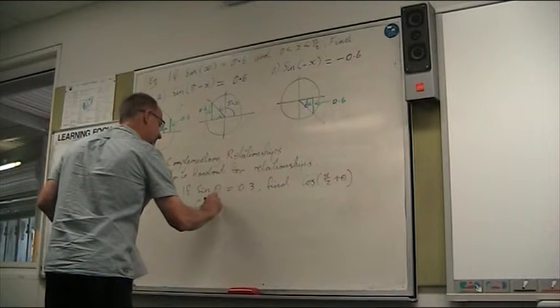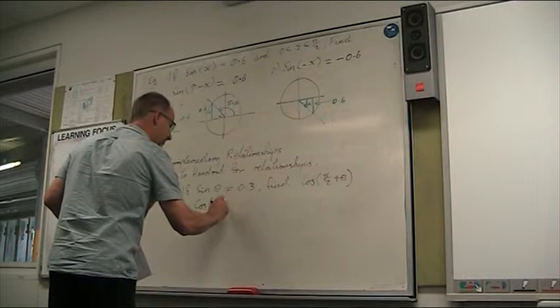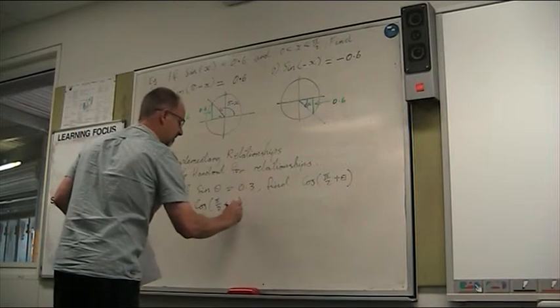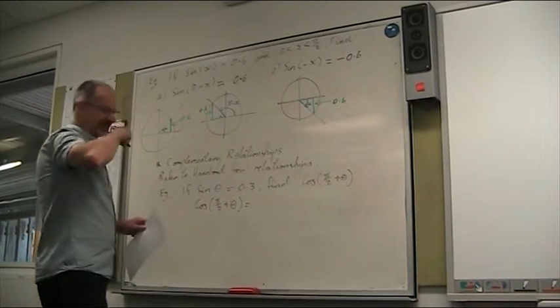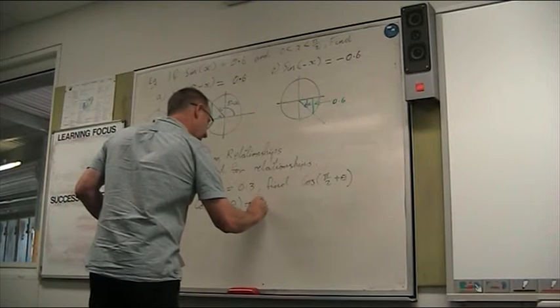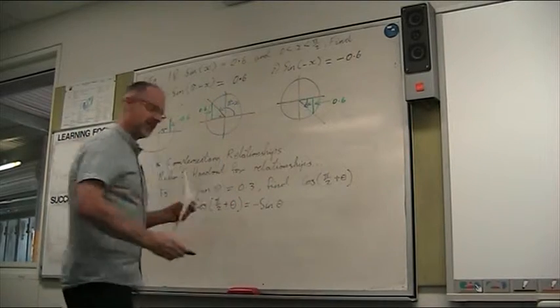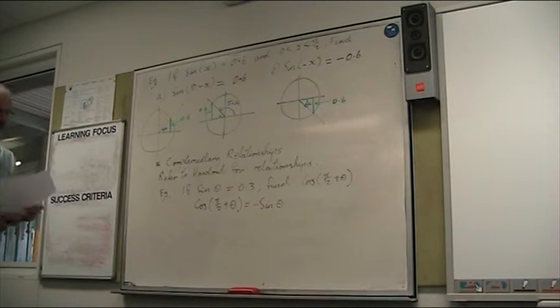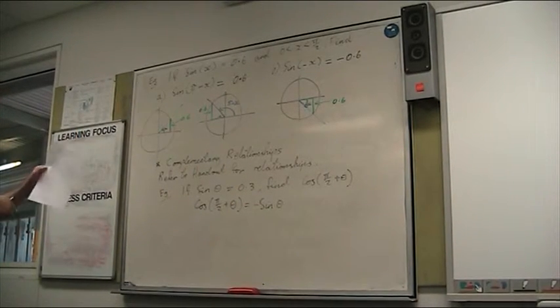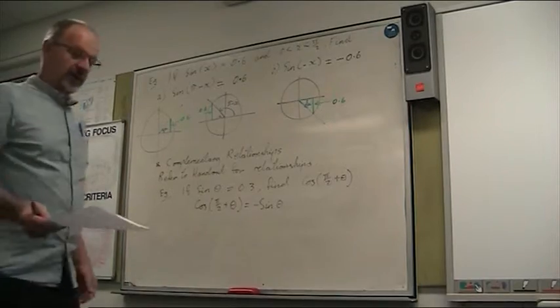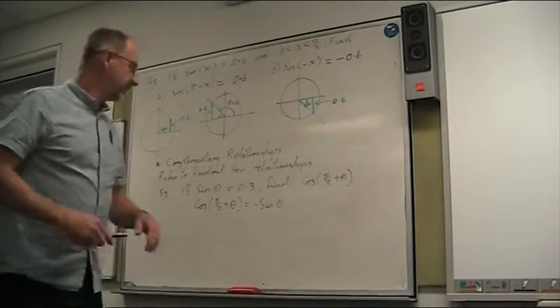Now all these relationships that are here all come from the unit circle. I can show you, if you're really desperate to know how they come about. But to show you every single one of them would be quite time consuming. But if you're desperate to know, more than happy.